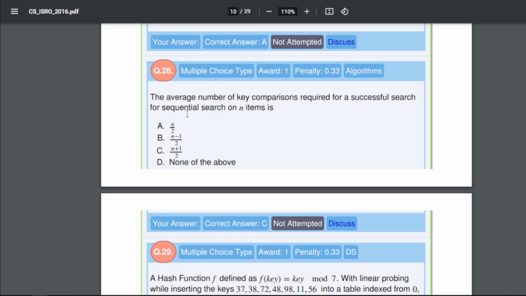Now question number 28 is: the average number of key comparisons required for a successful search for sequential search on an item is what?